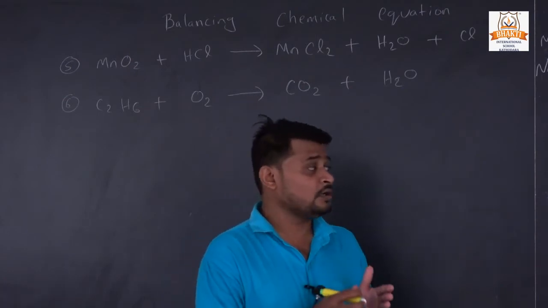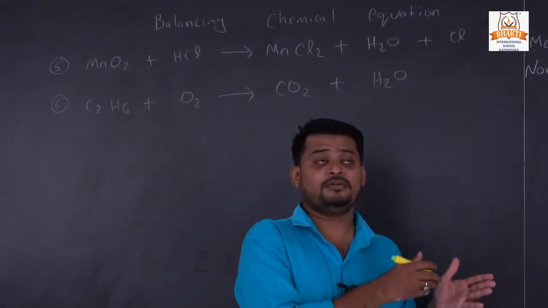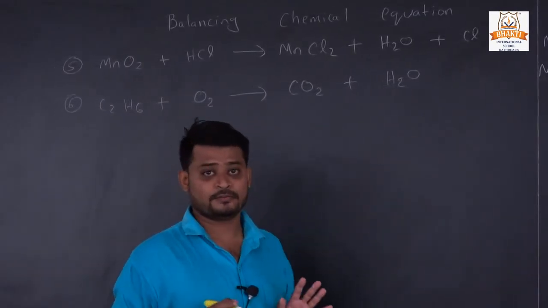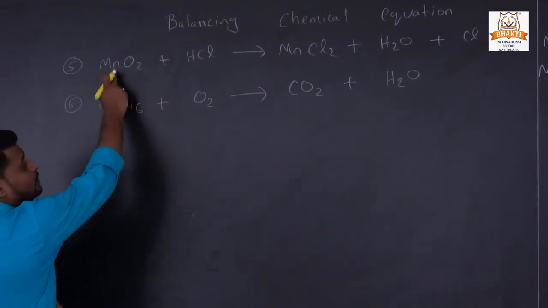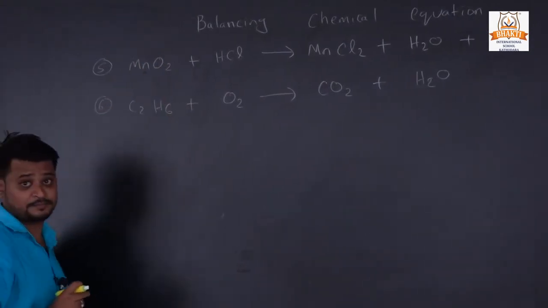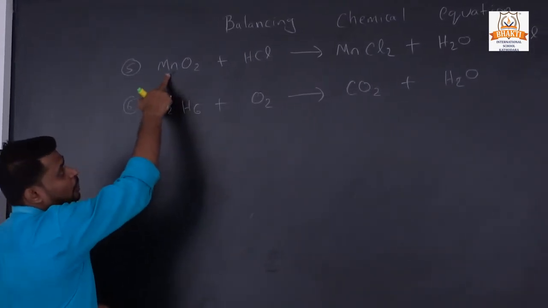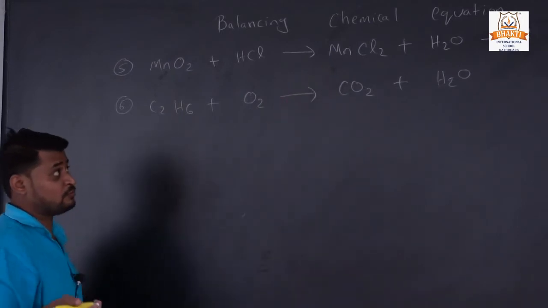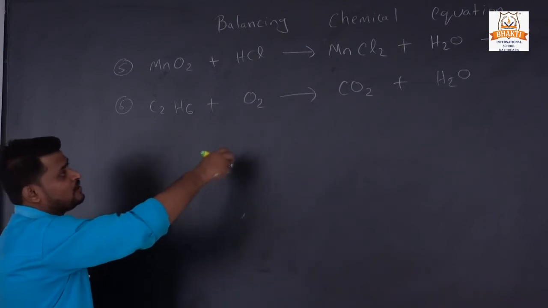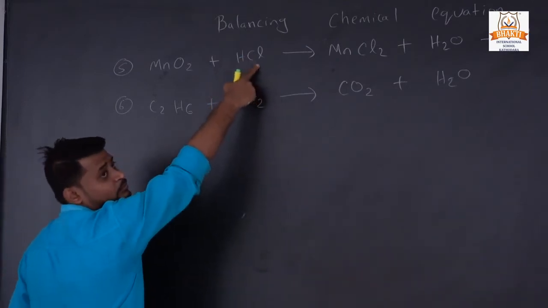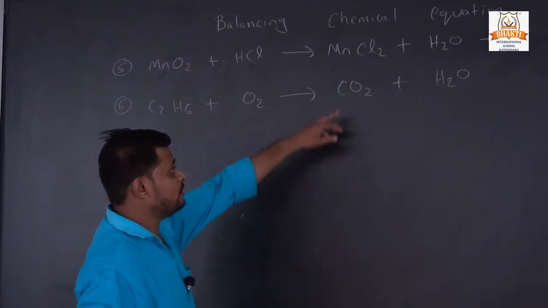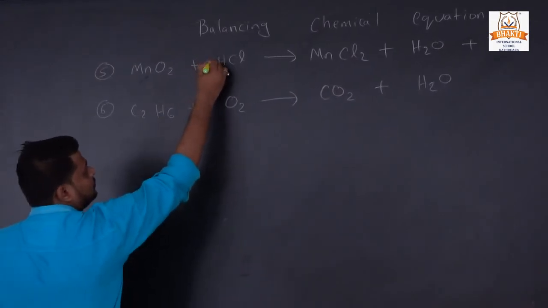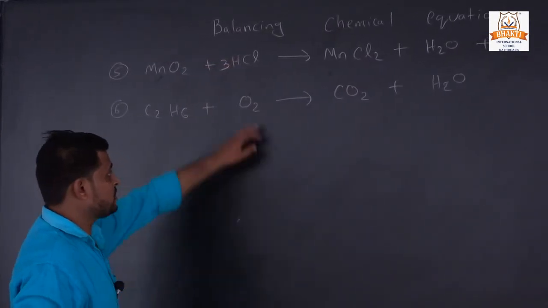If you learn how to balance with this method, then you will do it fast, and this is the shortest way for you. Now see, here the metal is manganese, and the molecules of manganese was 1, and here in the product also 1, it is balanced. So we have to check the non-metal, and the non-metal here is chlorine, and the molecules of chlorine is 1, and here 2 and 3. So we have to multiply here 3. So we will change.